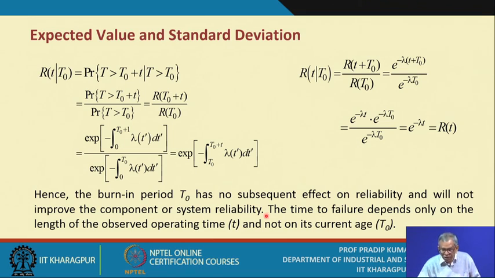The time to failure depends only on the length of the observed operating time T and not on its current age T0. Is it okay? So this point is to be noted, and you have to prove whether this assumption holds or not. If this assumption doesn't hold, obviously your modeling approach will be different.